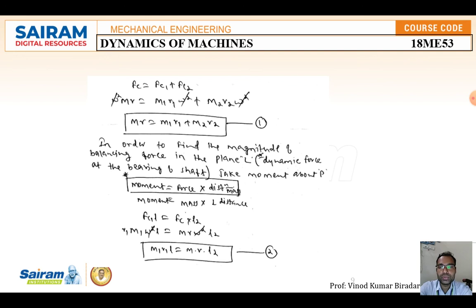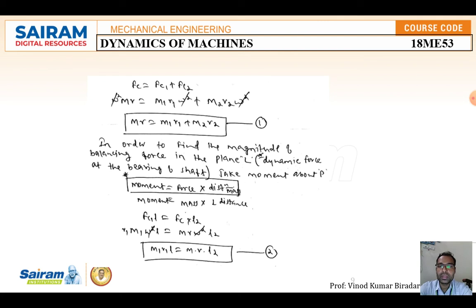Okay, so Fc is equal to the total centrifugal force, which is equal to the attaching mass, that is the disturbing mass, Fc1 plus Fc2. Substitute their formulas and you get mass into radius. The omega square is going to cancel, so the remaining is mr, that is mass into radius, equal to m1 r1 plus m2 r2.